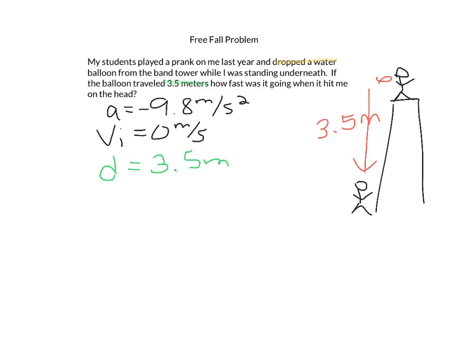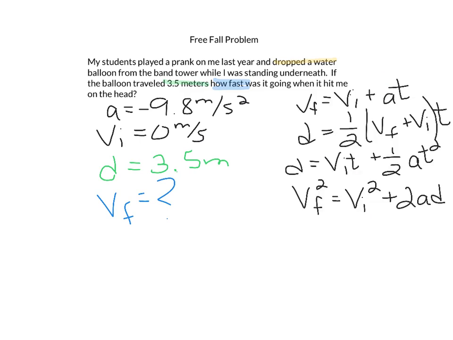Now, this is all the information that it's given, so then you have to figure out what you're looking for. We're looking for how fast. How fast is talking about speed or velocity. So what I'm going to be looking for is our V final. That's my unknown. If you're not listing out your givens and your unknown, it becomes very difficult. Now, I'm going to pause the video and write down the 4 equations that we're going to use, and then we'll talk about those 4 equations.